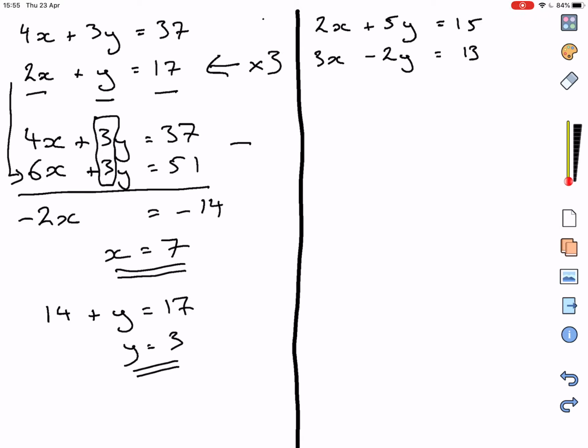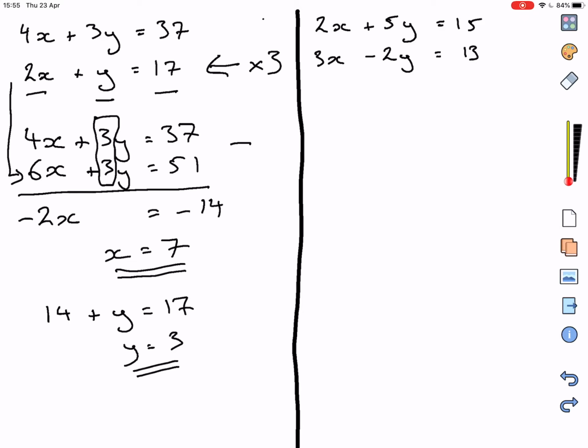Right, moving on to the next one. I've got 2x plus 5y is 15. And 3x minus 2y is 13. Now, if I look at the coefficients of x, I've got a 2 and a 3, not the same. If I look at the coefficients of y, I've got 5 and negative 2, not the same.